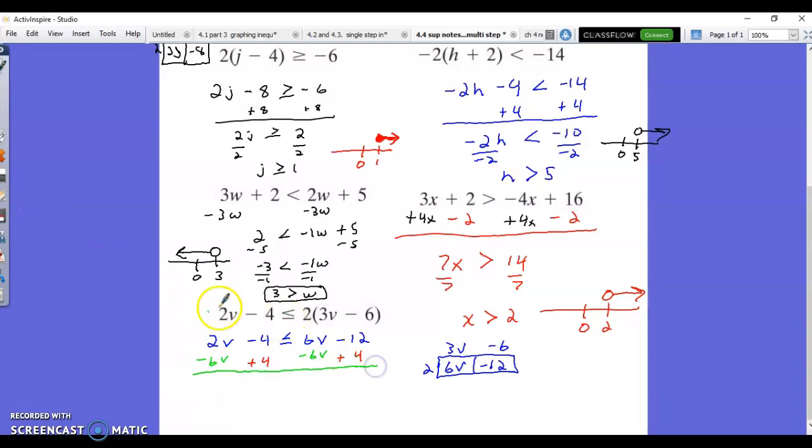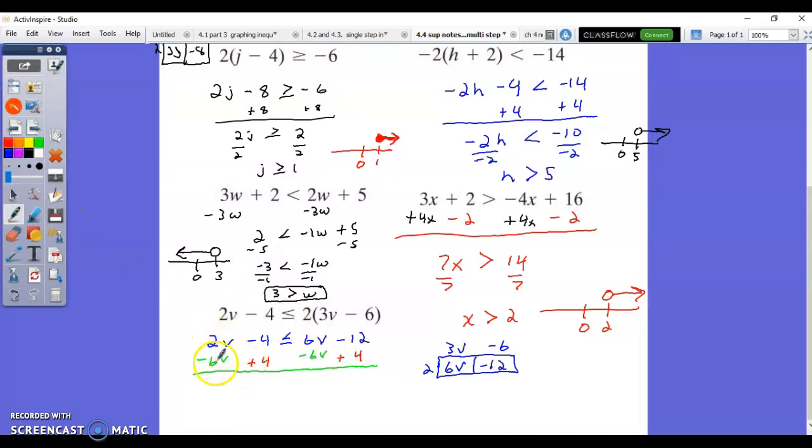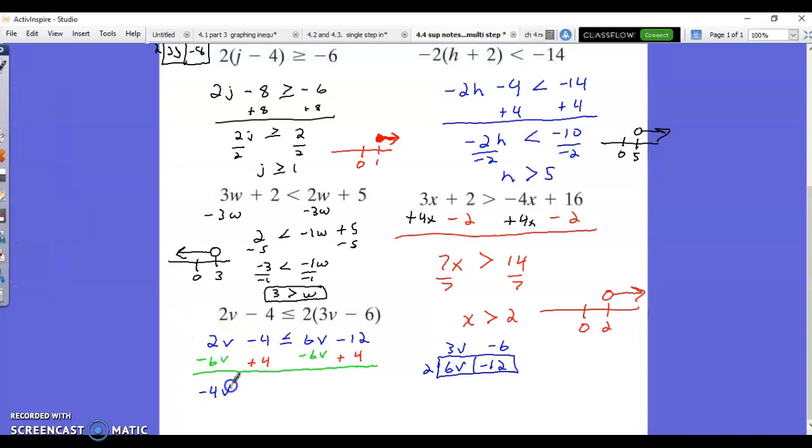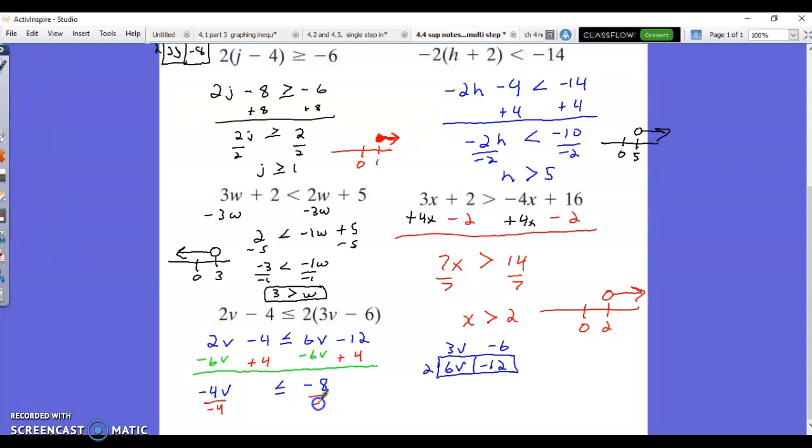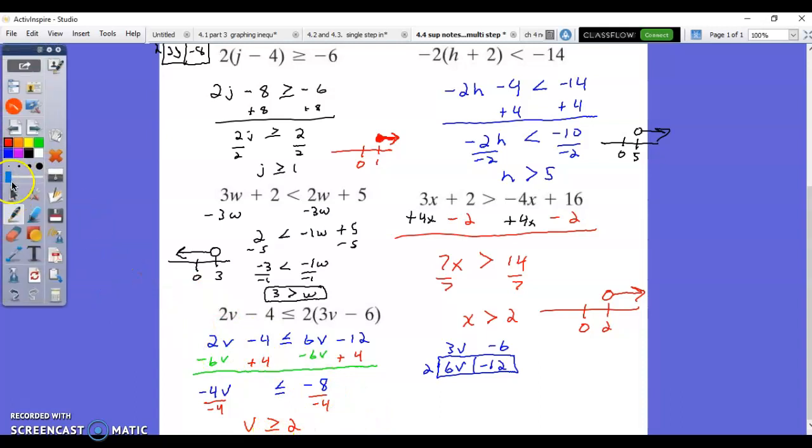Now let's add all these together. 2 minus 6 is going to give us negative 4v. That equals 0, less than or equal to 0. Negative 12 plus 4, when I type that into the calculator, you're going to get negative 8. Now we have to get v by itself, so I'm going to divide by negative 4. And that gives me v, and because I divided by a negative, I have to flip that sign around. And then negative 8 divided by negative 4 is positive 2. All right, v is greater than or equal to 2.